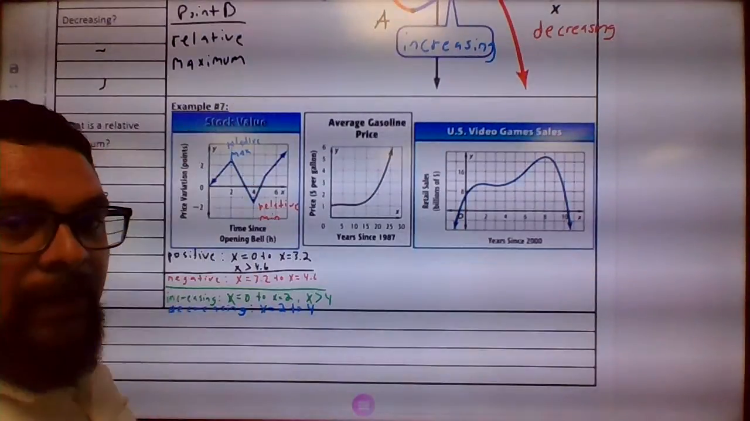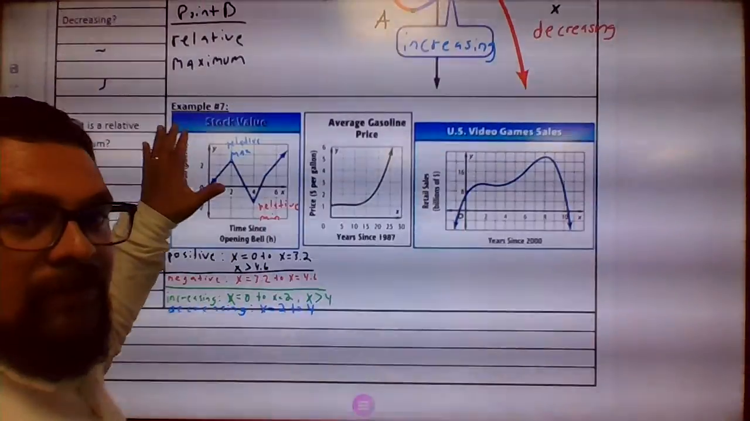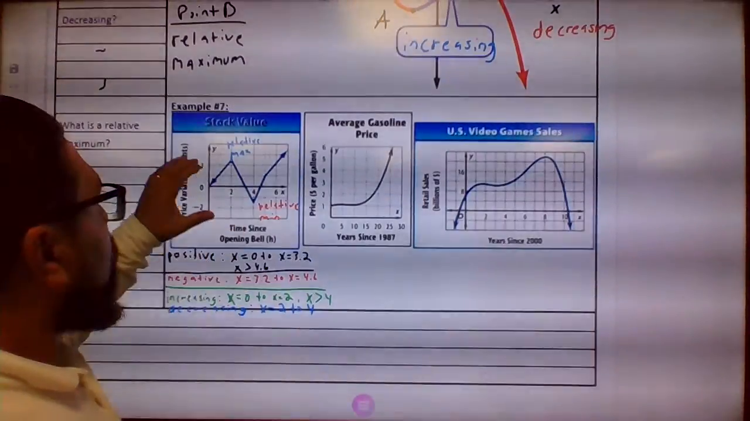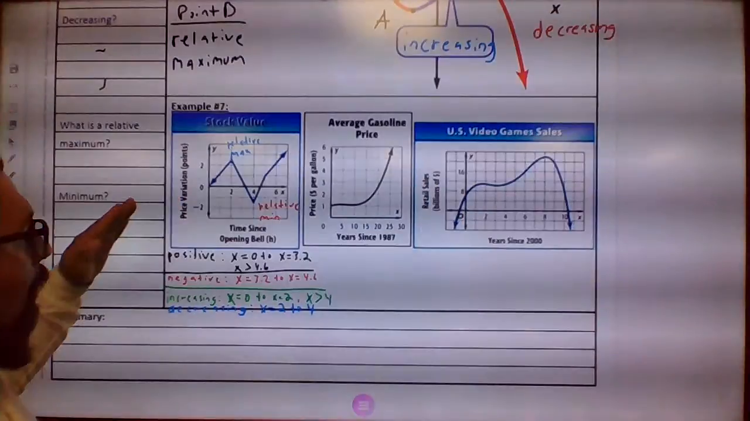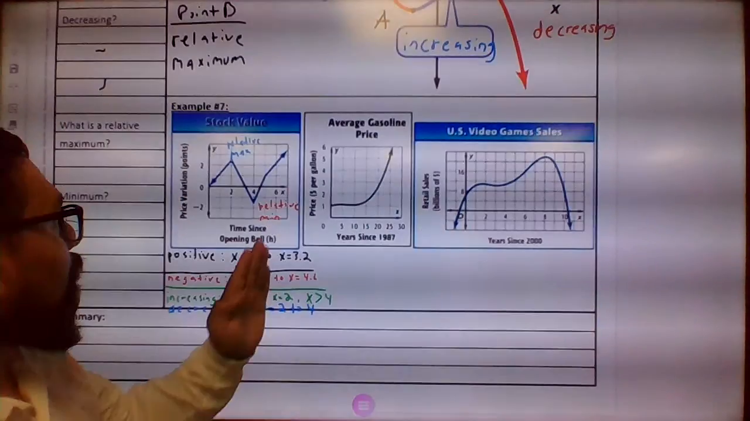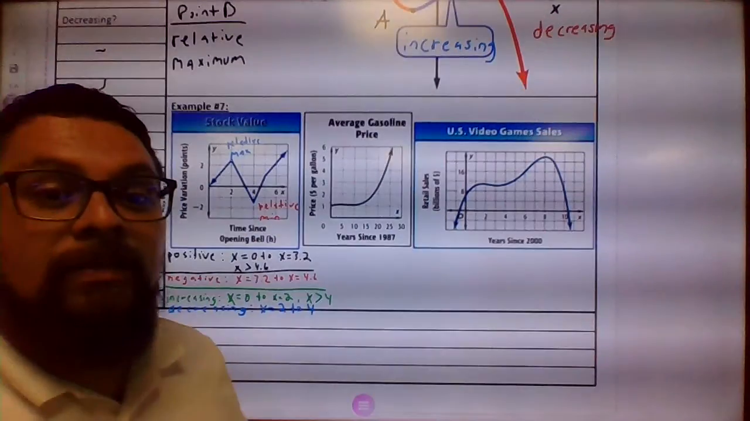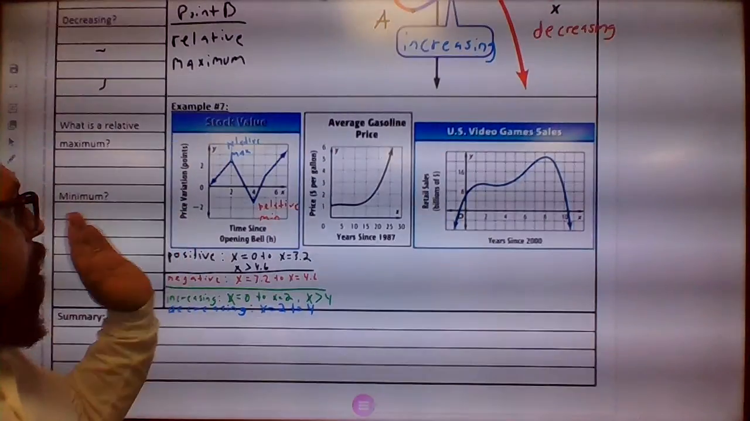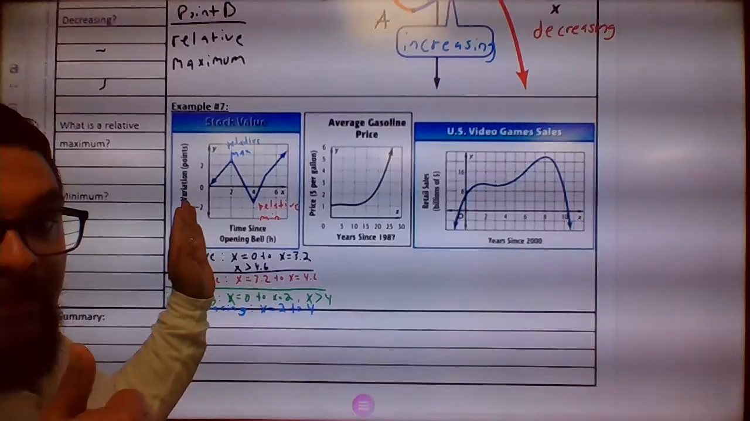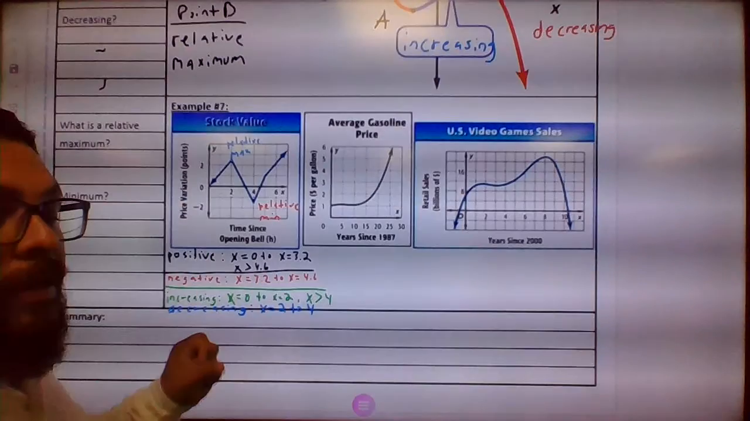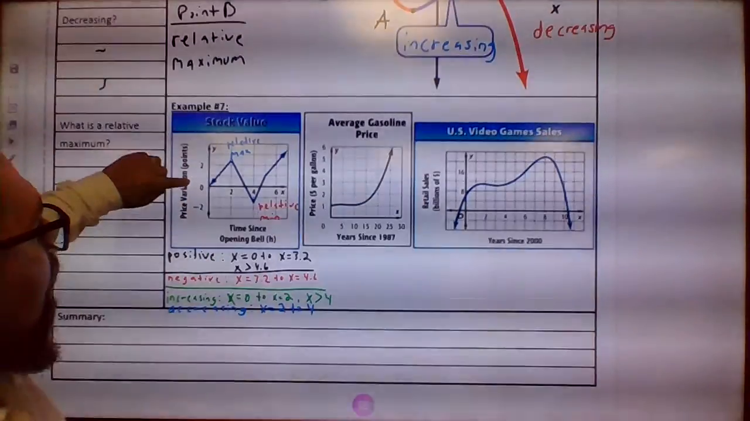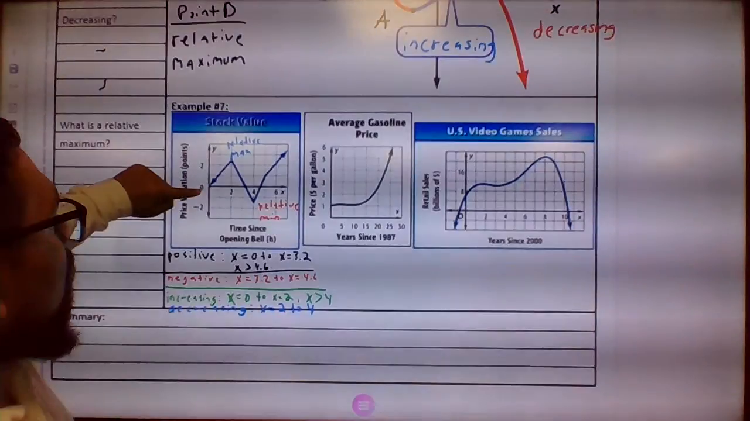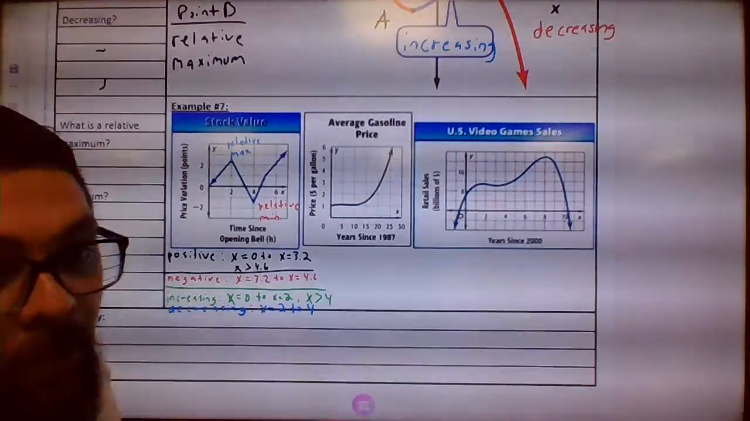This example right here is in regards to the stock market. The stock market value goes up and down, and then it goes up again. Let's look at the characteristics of this graph. We know this is nonlinear. Yes, it's nonlinear. And the x and y intercepts are at (0, 0), so it starts at the origin.